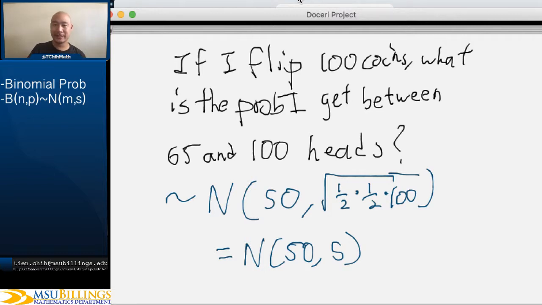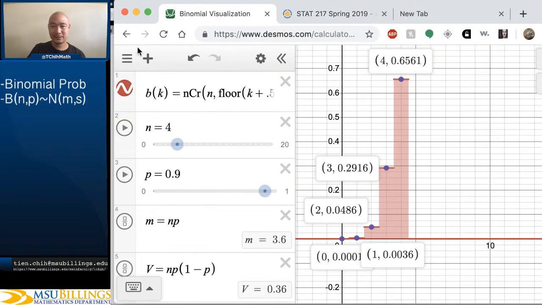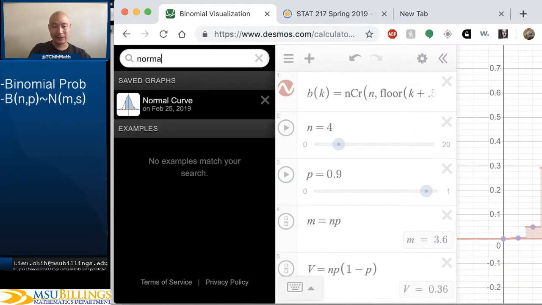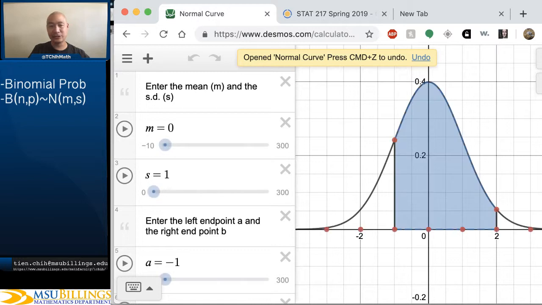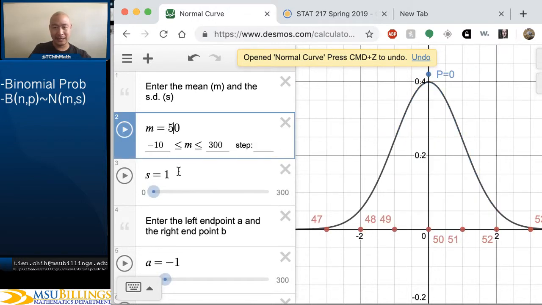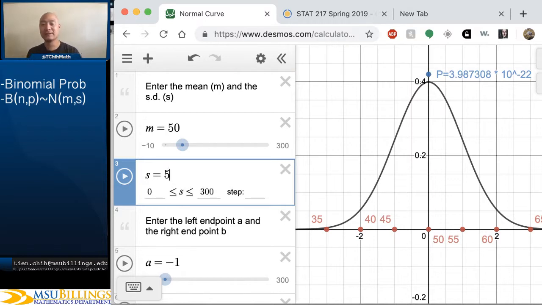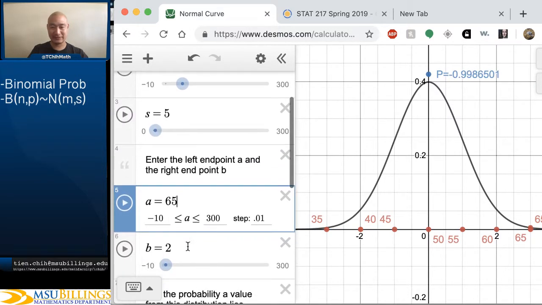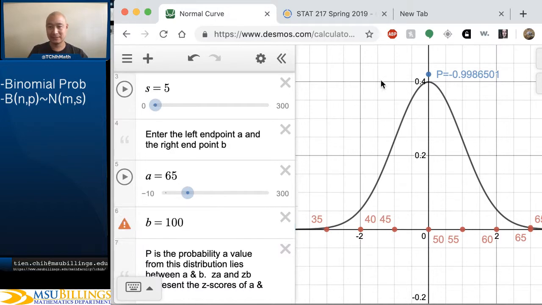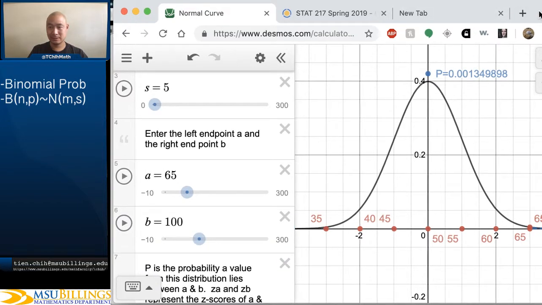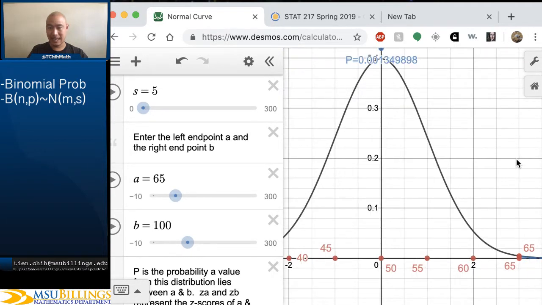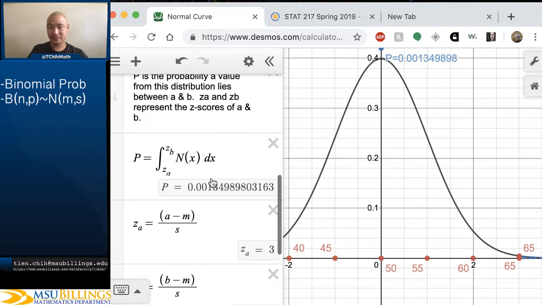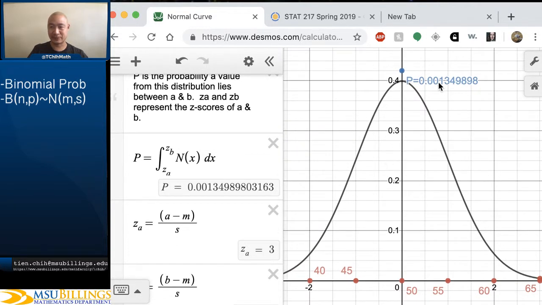And so we could estimate the probability that you would get between 65 and 100 heads by going to a normal curve whose parameters are 50 and 5 and asking, what's the probability you get between 65 and 100 heads? And the probability, as we see here, is extremely small. It's less than 1%. It's 0.135%, right?